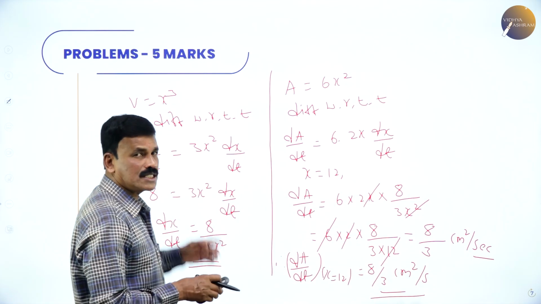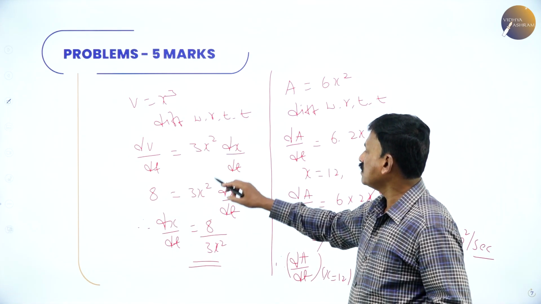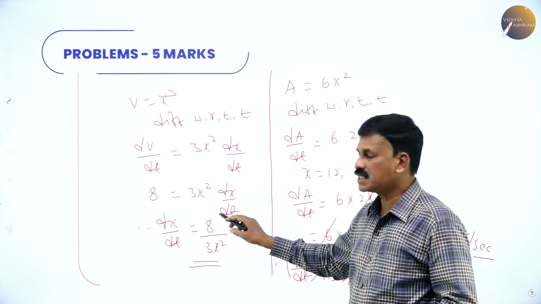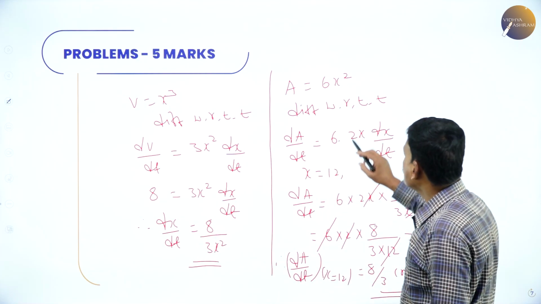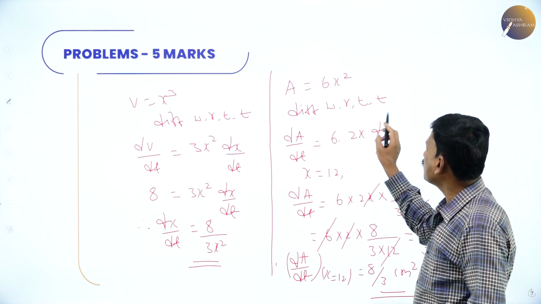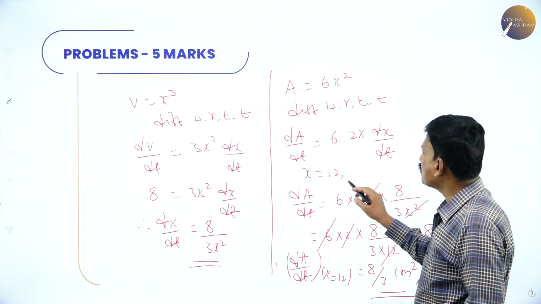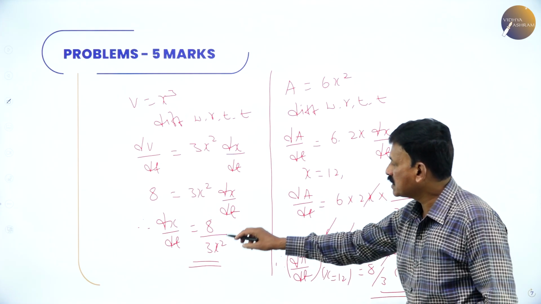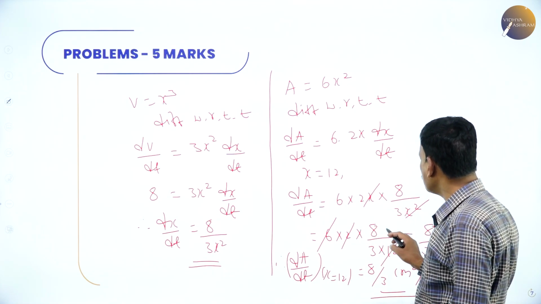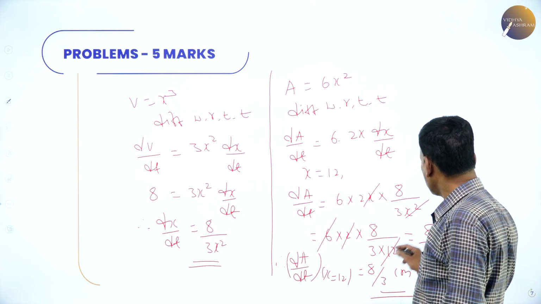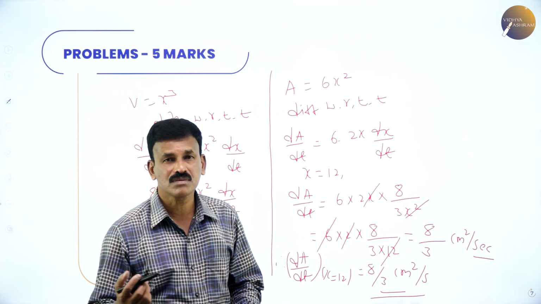Very simple. Just use the formula volume V is equal to x cube, differentiate with respect to t, you will get 3x square dx by dt. From this, get the value of dx by dt. dx by dt is equal to 8 by 3x square. Since the surface area S is equal to 6x square, differentiate with respect to t, dA by dt is 6 into differentiation of x square is 2x dx by dt. Substitute the value of x is equal to 12 and dx by dt is 8 by 3x square. Cancel, x and x get cancelled, 6 into 2 into 8 divided by 3 into 12, 6 2s are 12, 12 gets cancelled, 8 by 3 centimeter square per second. Very important, you may expect this for 5 marks also.